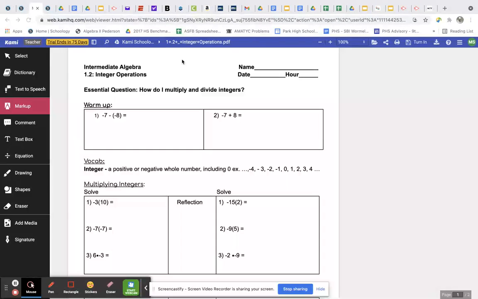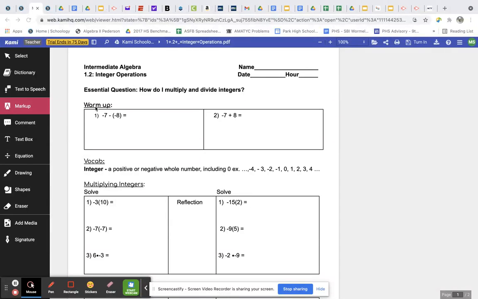All right, welcome to the second day of integer operations. What I want you to do is take a moment to look at this warm up. This is -7 minus a -8. Let's see if we can do this.